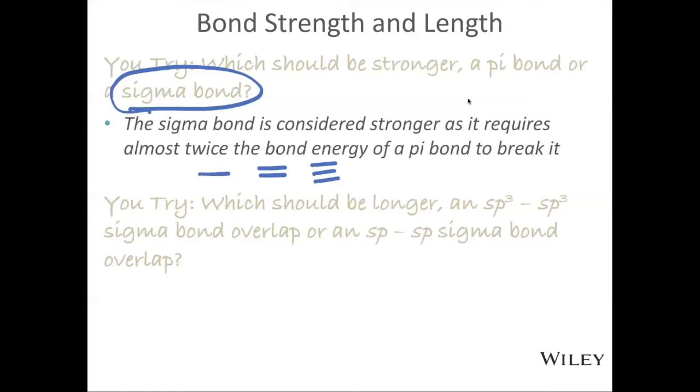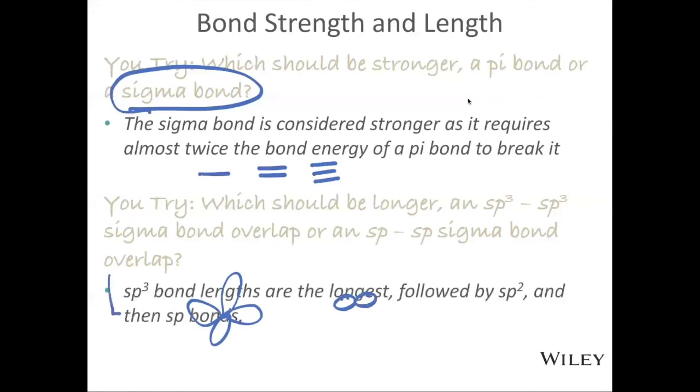Which should be longer, an sp3 sigma bond overlap or an sp-sp sigma bond overlap? And we did actually just talk about this. Remember, if we think about the shape, the sp3 hybridized orbitals are a little bit longer than an sp hybridized orbital. The answer is sp3 bond lengths are longer than sp2, then sp. So if you have a longer bond length, it makes it a weaker bond.